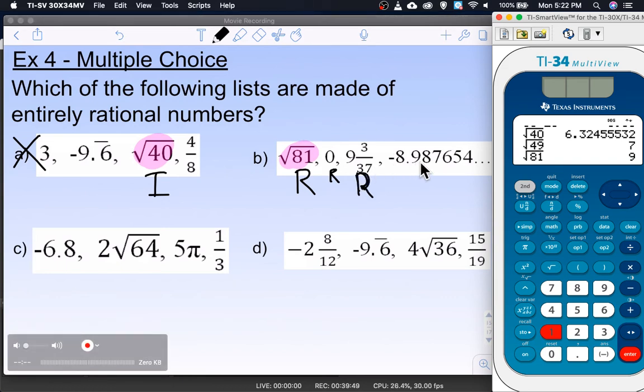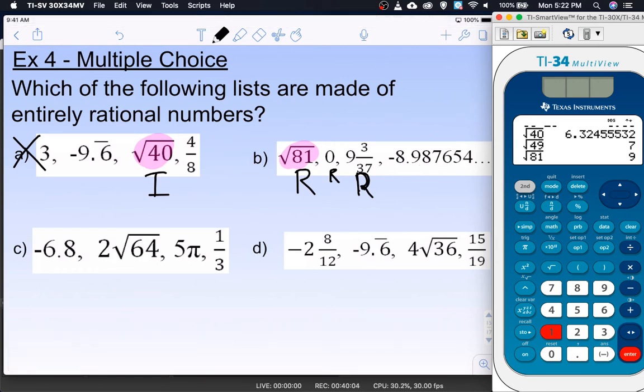Negative 9.87654... Well, it's not stopping. The dots mean it's not stopping. And as far as having a repeating pattern, that would be a pattern that repeats itself forever. We don't see one. So my only conclusion is that this piece here is irrational. So it's not letter B.